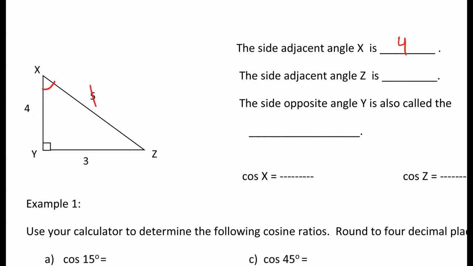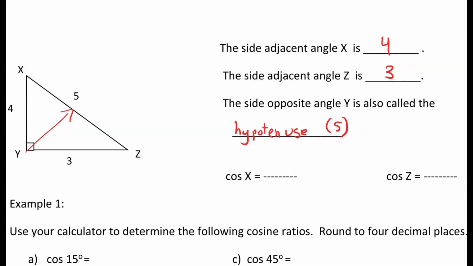If we're looking for the side adjacent to Z, we have our angle down here, and adjacent would be this 3. The side opposite of y, where our 90-degree angle is, is also called the hypotenuse, and that has a length of 5. Now, if we wanted to solve for angle x using the cosine ratio, we need our adjacent over our hypotenuse, so we have 4 over 5. If we're looking for angle Z, we'd have our 3 and our 5, so 3 over 5. Remember, your hypotenuse is on the bottom and your adjacent is on top for the cosine ratio.